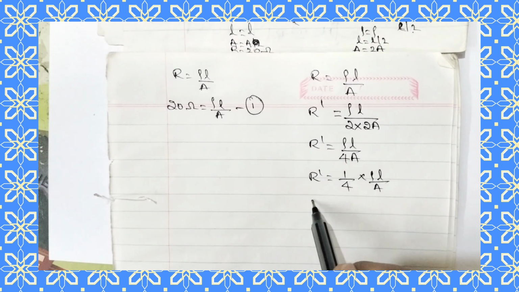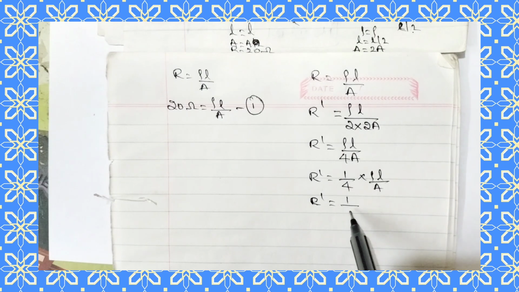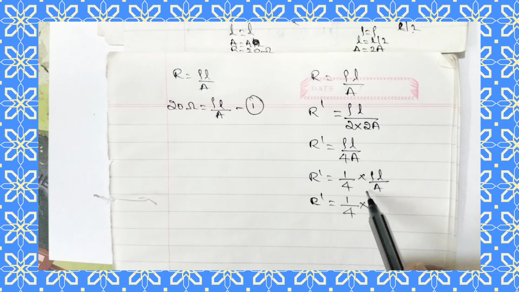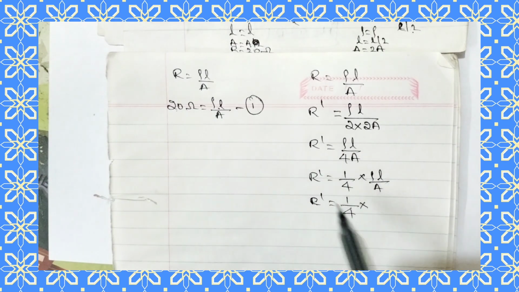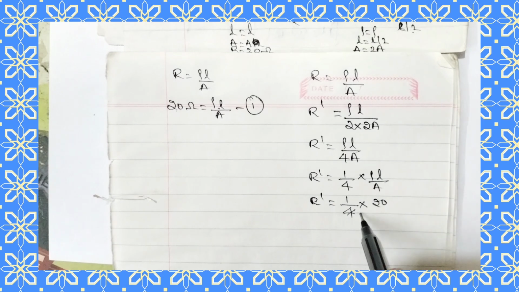So R' is equal to 1/4 into ρL/A according to 1? It is 20. 4 1s are 4 5s. So R' is equal to 5 ohm.